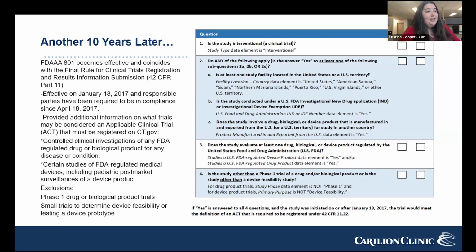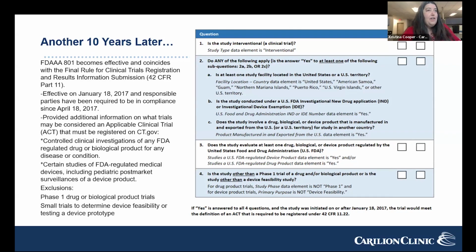Question 2 is all about the US. So you have to be able to answer at least one of the following sub-questions for this answer to be yes. So it either has to have a study facility located in the United States or US territory. So even if it's a multi-site international trial, if you have one site that's within the United States, the answer to this would be yes. Is it conducted under an IND or an IDE? Then it's an automatic yes for this question as well. And then anything that is manufactured or exported from a US territory.